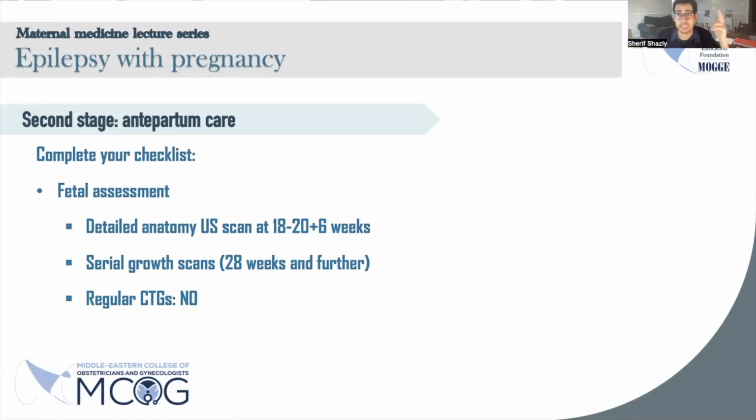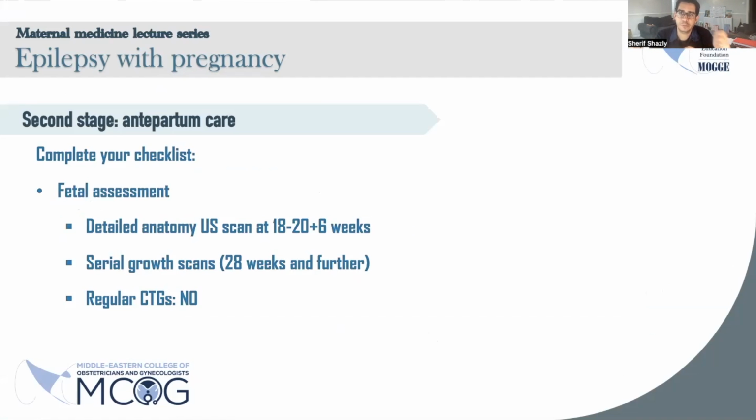The third thing is just be sure that the baby is safe. So medications, maternal safety, and fetal safety. And when we say fetal safety, it's really straightforward. So anatomy scan, nothing new. We all do an anatomy scan for everyone.